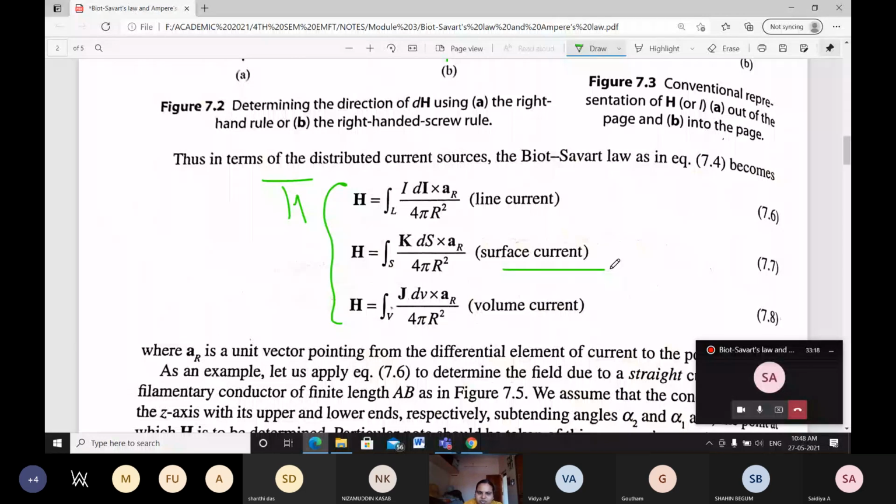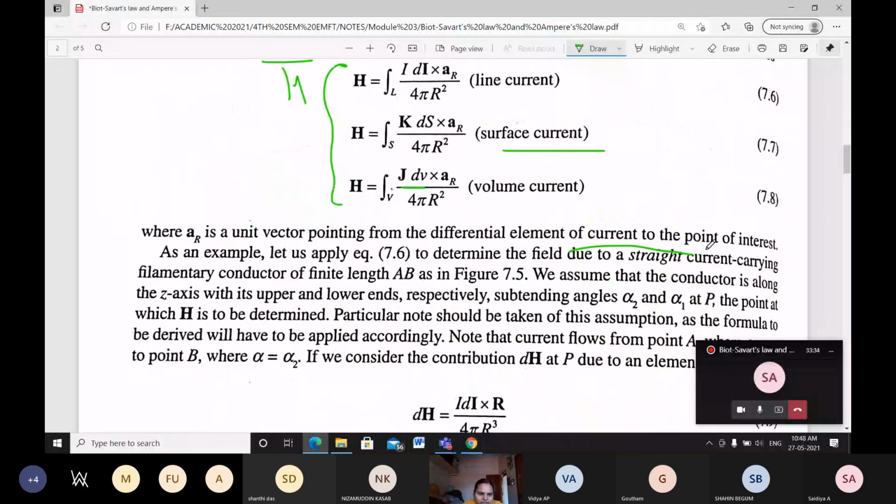Where aR is the unit vector pointing from the differential element of the current to the point of interest, that is, from which point we are going to calculate our magnetic field intensity. That is what gives the information in which direction it is moving, in which way we are going to find it out.